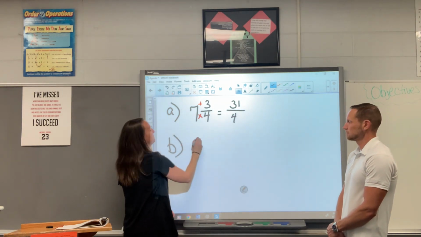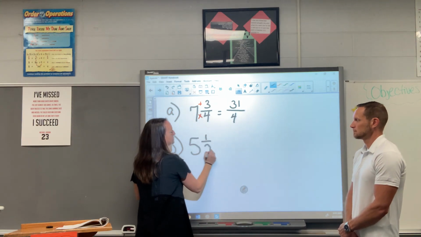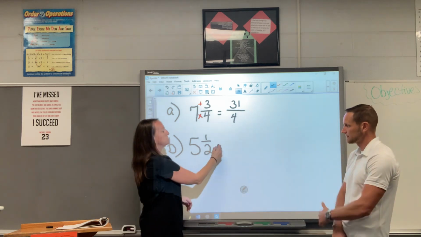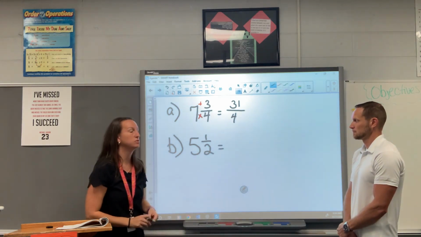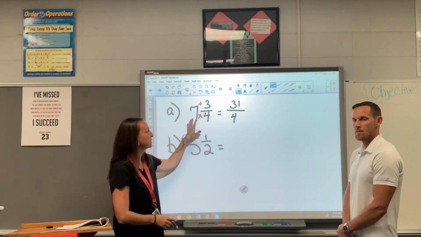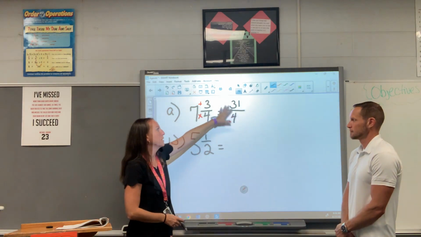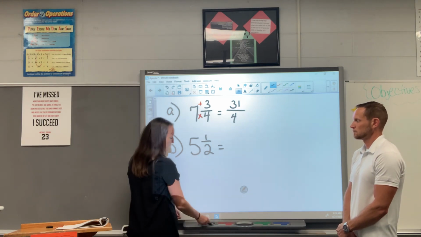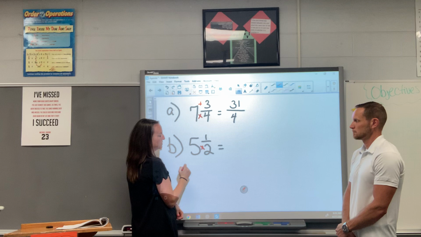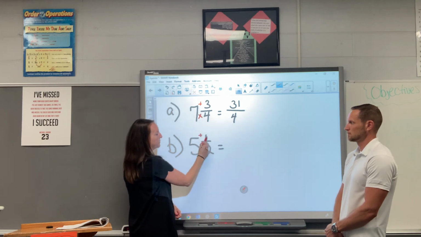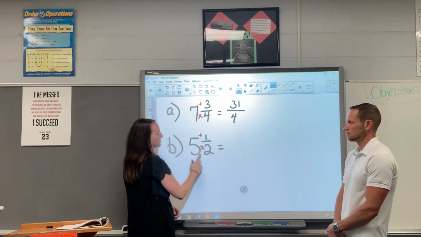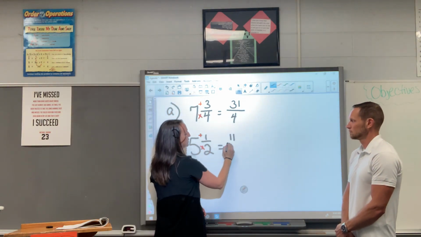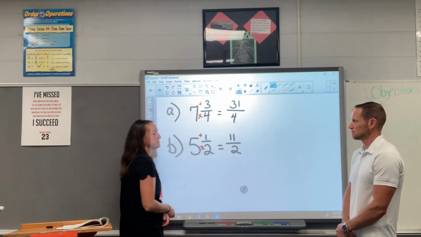B is 5 and 1/2. So again, the way to convert this mixed number to improper, and this is going to be useful when we start dividing fractions, okay? So you've got to know how to do this. You've got to be able to convert from mixed numbers to improper, and then improper back to mixed numbers. So I'm going to multiply the denominator and the whole number, and then I'm adding whatever the numerator is. So 5 times 2 we know is 10, and 10 plus 1 we should know is 11, and we keep that denominator of 2.